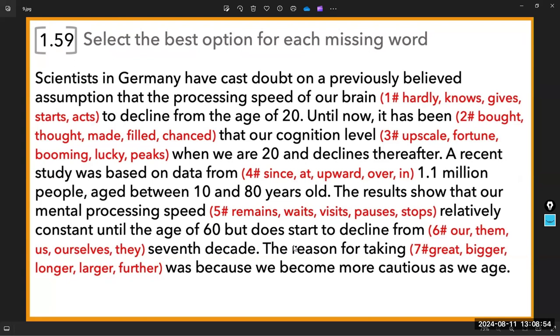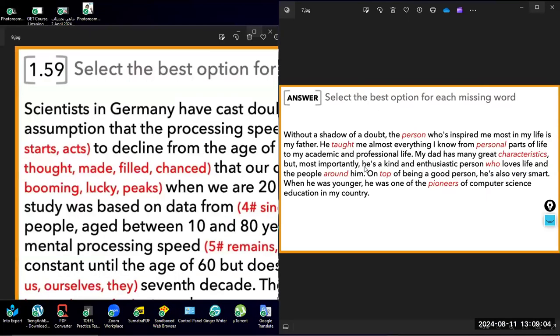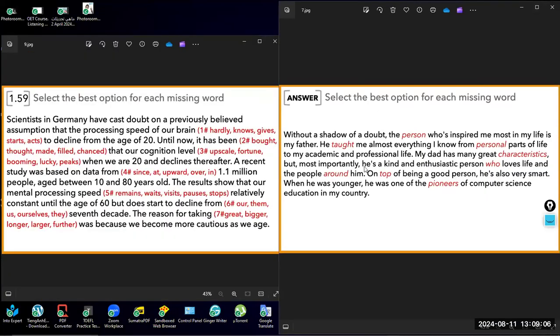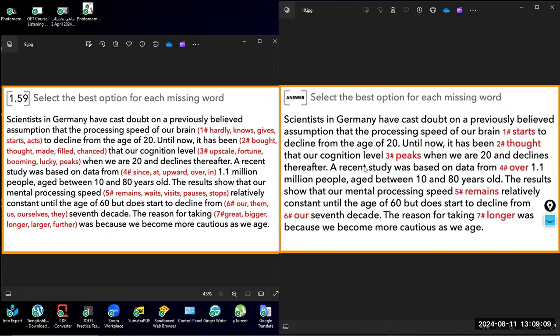Okay, guys, so the 1 minute is finished. As I told you, you can pause the video and take your time just to select the correct words. So let me try to do the same, because I want to show you the correct words I have to choose. Okay, so we notice that the first blank is starts.